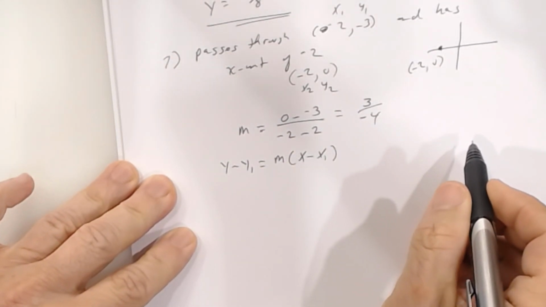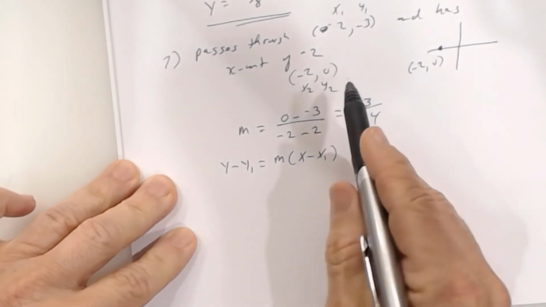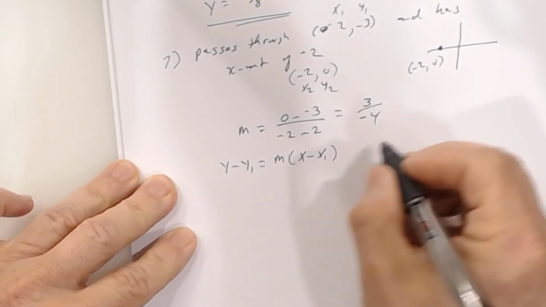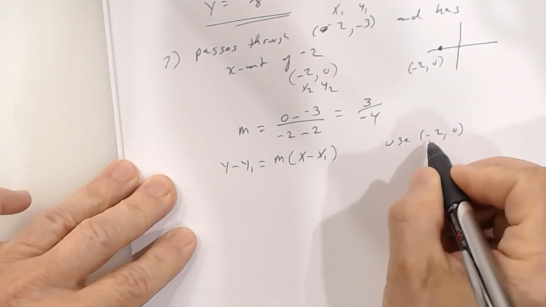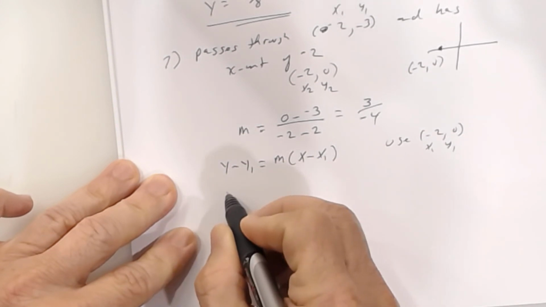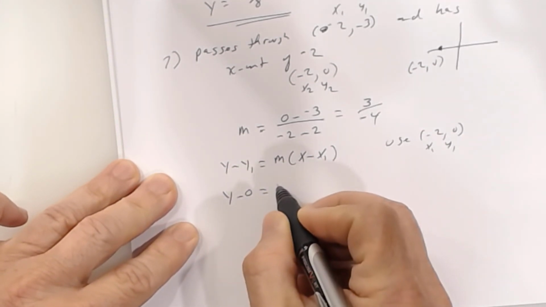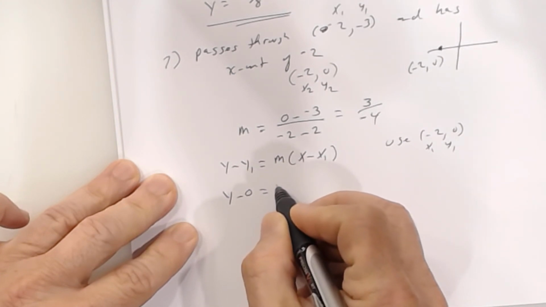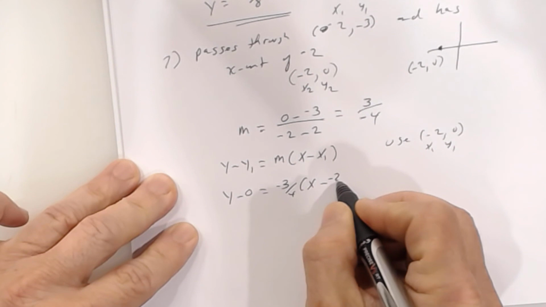Which point do you want to use? It does not matter, whichever one is going to make it easier for you. The one with a 0 in it. So we're going to use negative 2, 0. So this is your x1, this is your y1. So y minus 0 equals the slope. What's the slope? Negative 3/4 times x subtract negative 2.